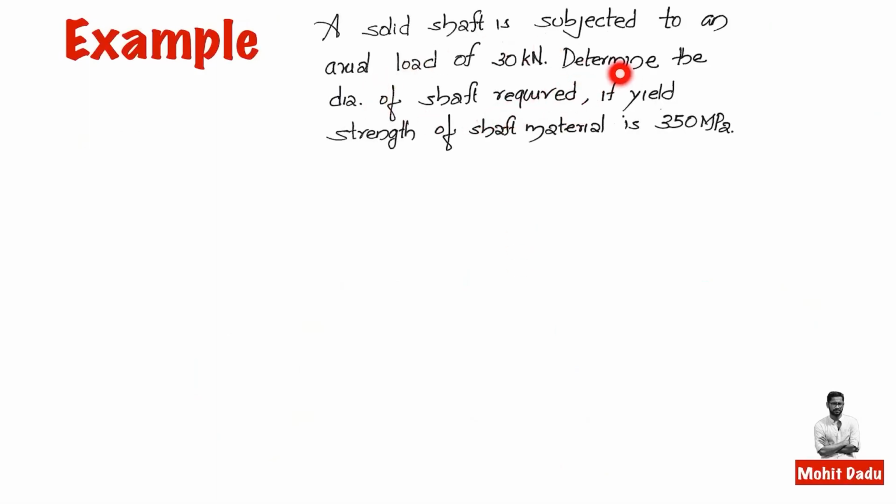So here a solid shaft is given which is subjected to an axial load of 30 kilonewton, and we have to determine the diameter of the shaft required if the yield strength of the material is 350 megapascal. So it is a ductile material and its yield strength, sigma yield, is 350 megapascal. This yield strength is obtained from a simple tension test, which is uniaxial loading, and here the shaft is also subjected to uniaxial loading. Both conditions, the standard test and the component, are uniaxial. So I can directly compare these conditions.